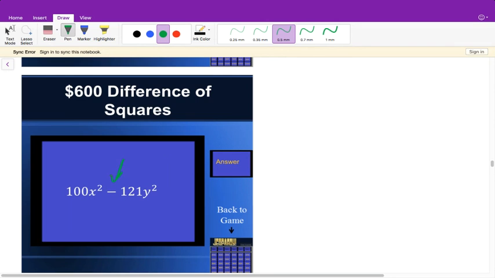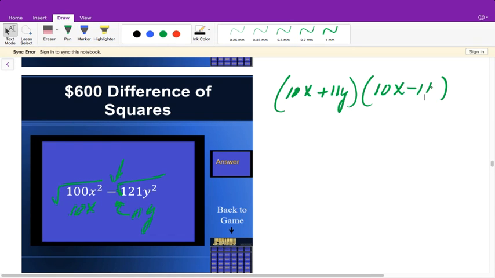Is there a subtraction for difference? Yes. And then can we take the square roots? Well, the square root of this is 10x. The square root of this is 11y. So we can rewrite this as two binomials. And we then write 10x. And since the 11y is the one that's with the negative, it will be plus 11y and 10x minus 11y.